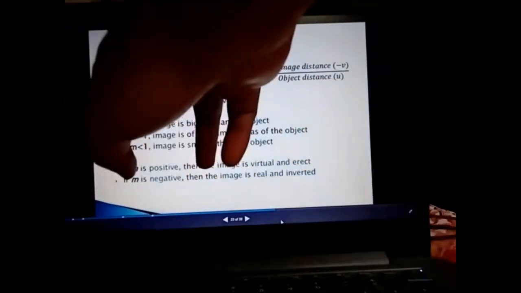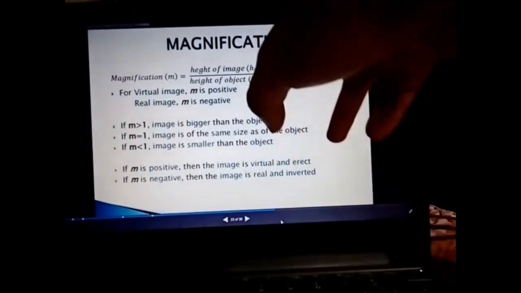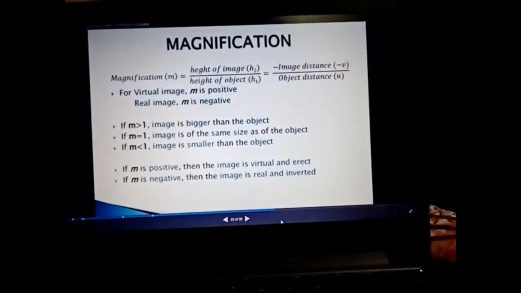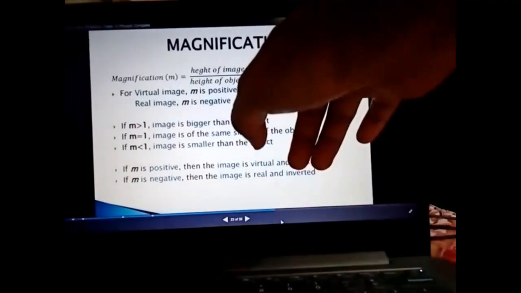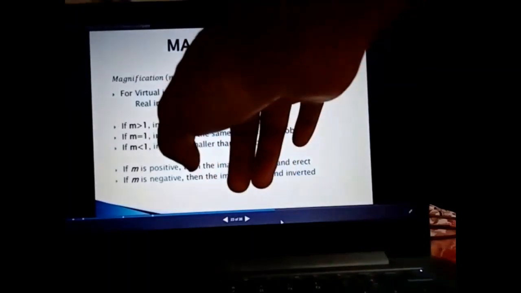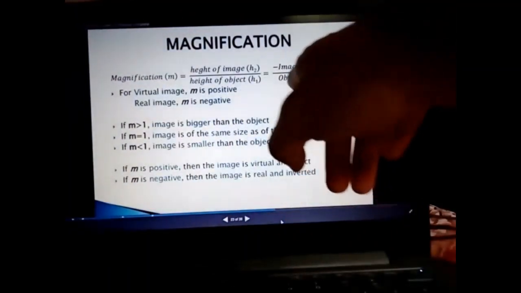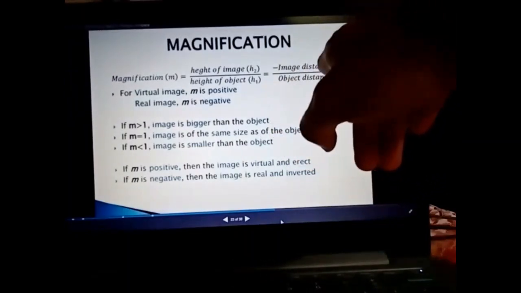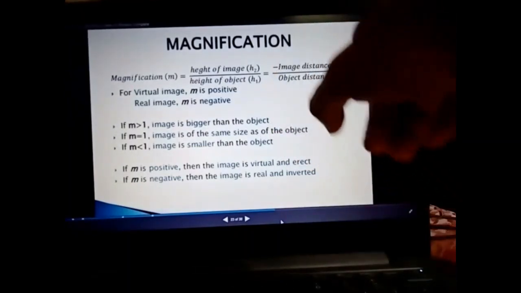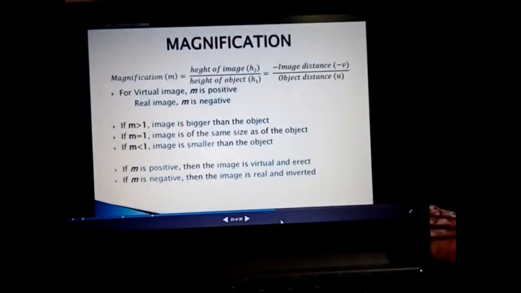because for a virtual image the object distance will be negative but the image distance will be positive. So negative and negative cancel, and we get the magnification as positive. For a real image, both the object distance as well as the image distance will be negative, so we get the magnification as negative.